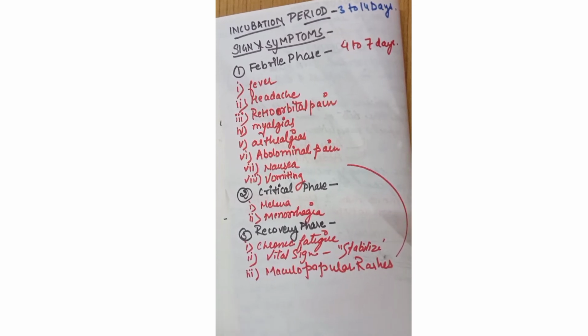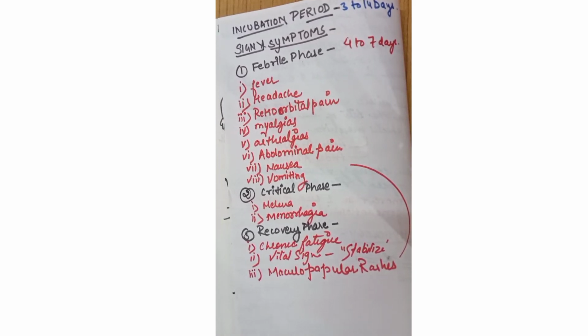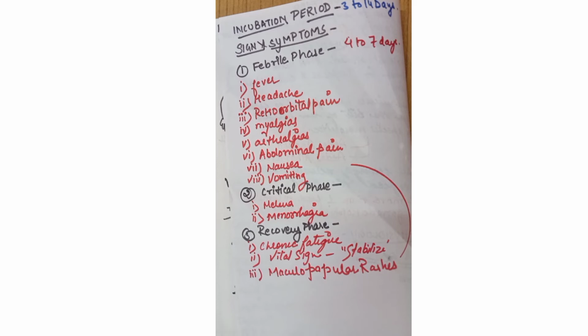The febrile phase lasts for about 4 to 7 days, as I have written here, and the common signs and symptoms that we will see in this phase are fever, headache, retro-orbital pain, that is basically in the eye region, myalgia, which is the muscle pain, arthralgia, which is the joint pain, abdominal pain, nausea and vomiting.